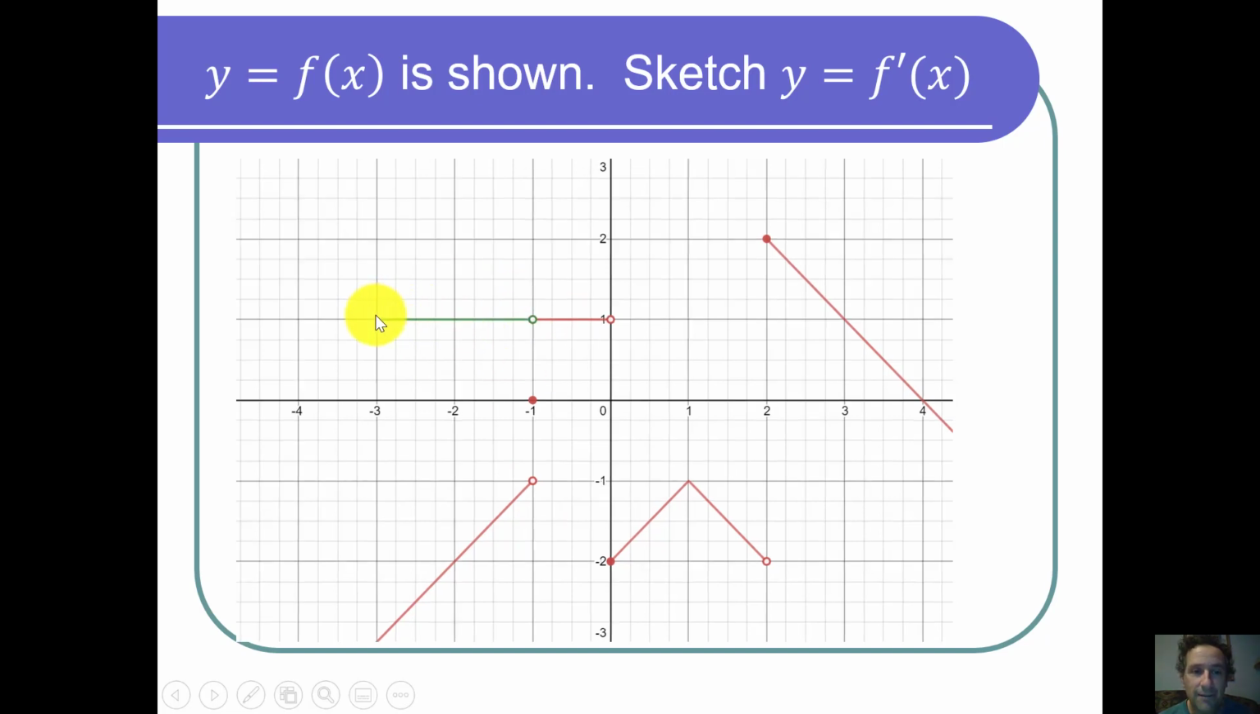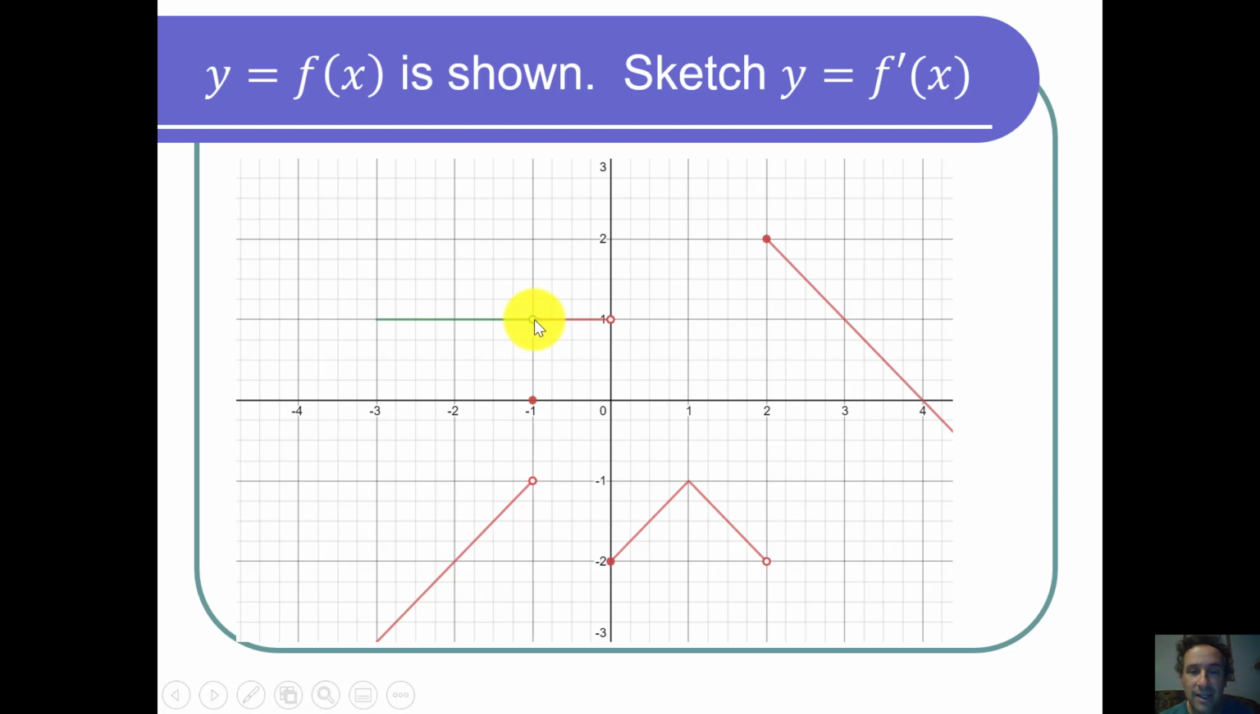So I draw from negative 3 to negative 1, the derivative being positive 1. Notice it's horizontal because if the derivative doesn't change, that means you stay horizontal. Okay, then notice at this point, it's not continuous. It goes, and then all of a sudden, it's flat. There's no derivative here. So it's going to be a hole at this point.